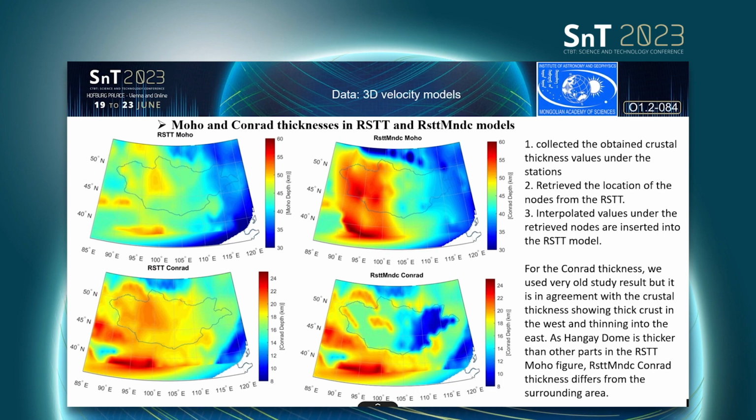For the Conrad thicknesses, we used a very old study result, but it is in agreement with the crustal thickness, showing thick crust in the west and thinning into the east. As the Hangay Dome is thicker than other parts in the RSTT Moho figure, and the RSTT MNDC Conrad thickness differs from the surrounding area. Now the RSTT model has the inserted crustal thicknesses. It is called RSTT MNDC.